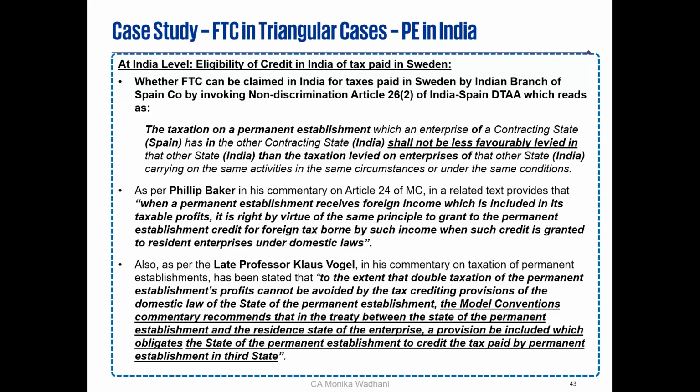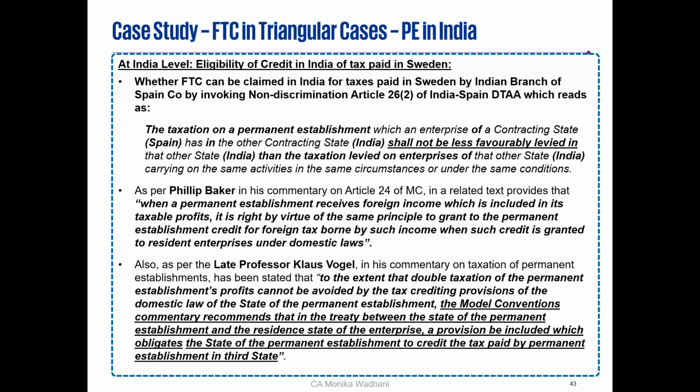So the objective of the non-discrimination clause is that if there is a PE in another country, which is India in this case, that PE should not be less favorably taxed as compared to the taxation levied in the hands of the resident of that particular country in which the PE is situated. So if an Indian resident had earned the interest income from Sweden, then the Indian resident would have got the credit under the India-Sweden treaty.